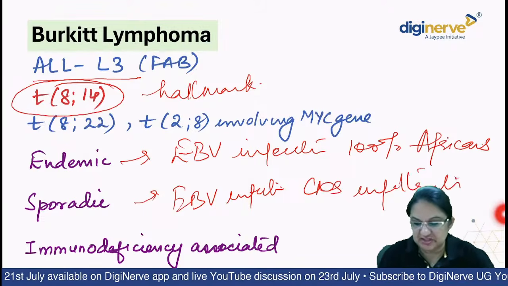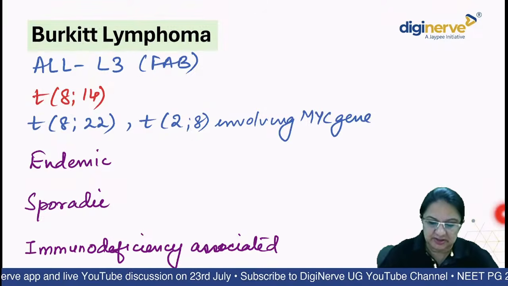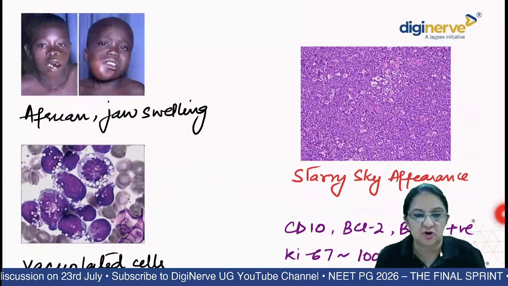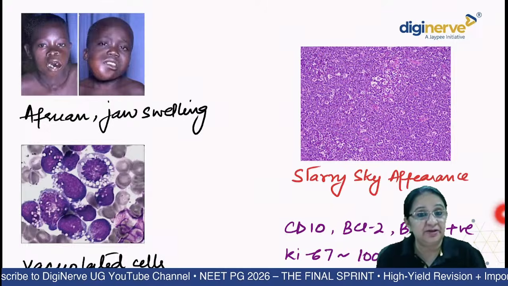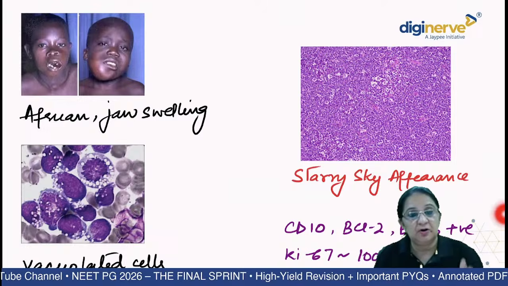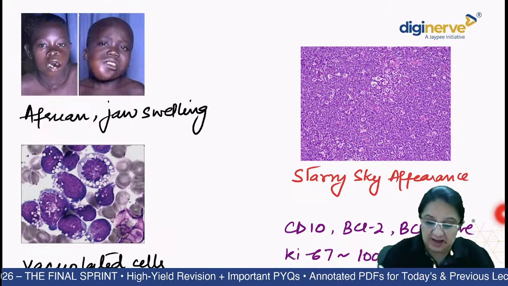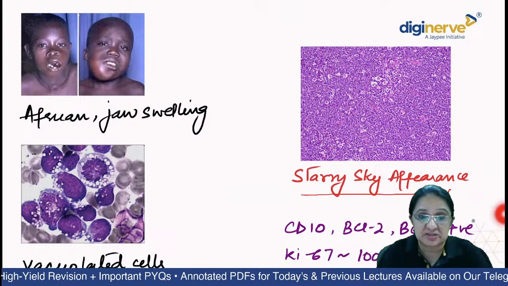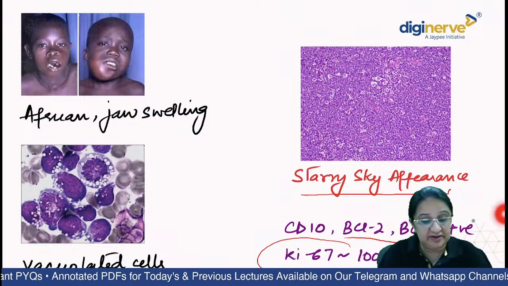Then immunodeficiency associated can be affected anywhere, right? So Burkitt lymphoma will be presented with a very nice long case history of an African boy, a young boy of African origin, who presents with jaw swelling. On the bone marrow aspirate, you will see vacuolated cells, and on the biopsy, you see a starry sky appearance. Ki67 would be 100%. That is a rapidly dividing tumor.